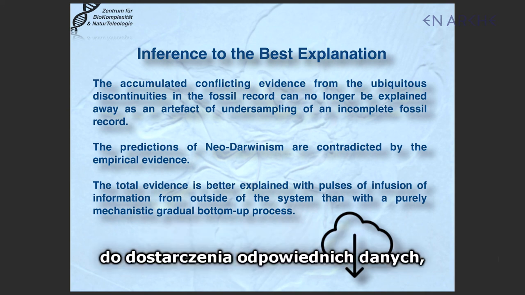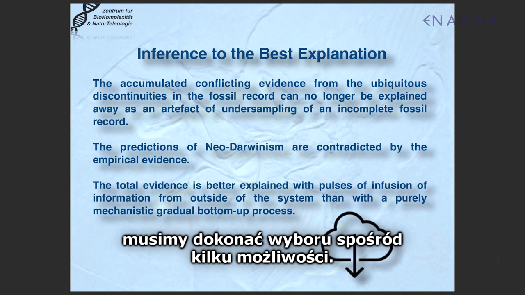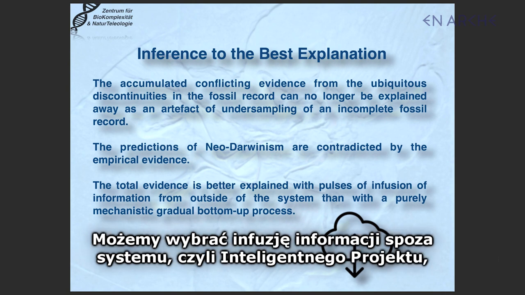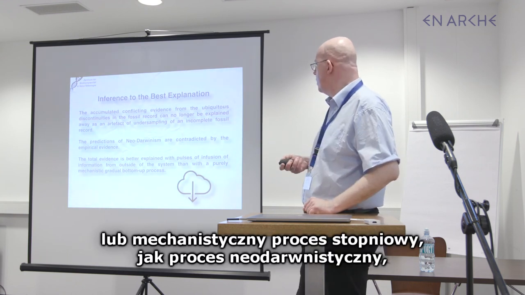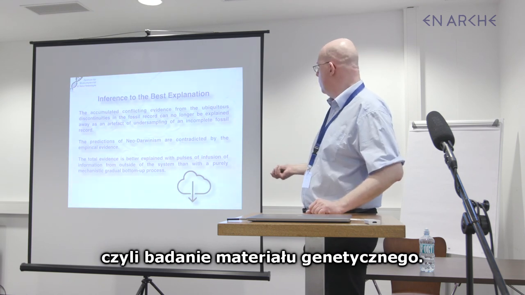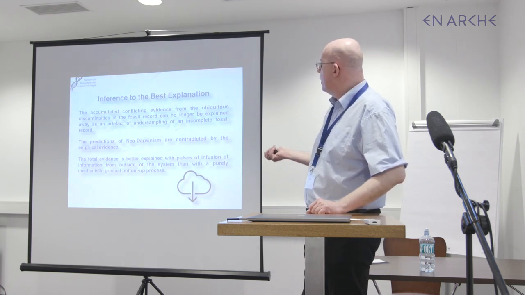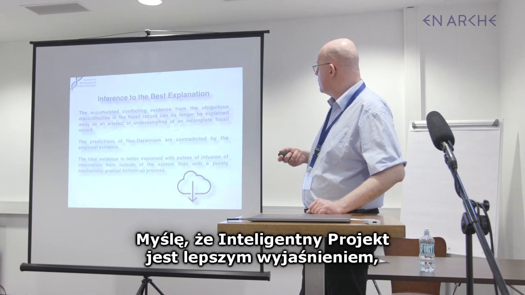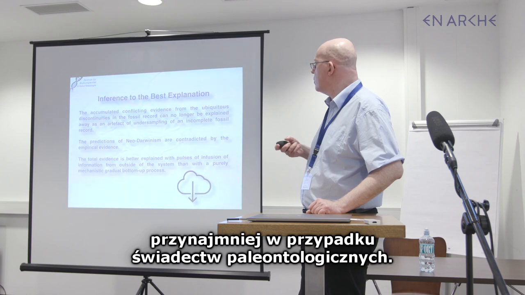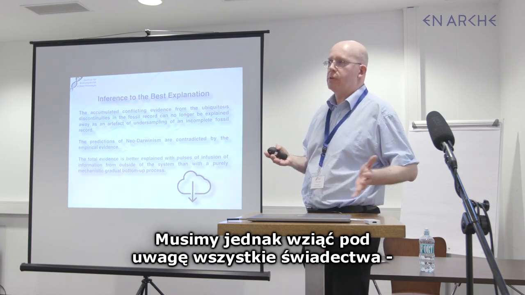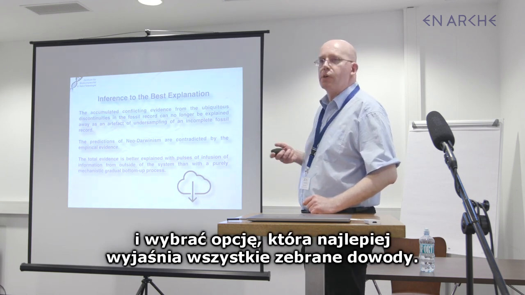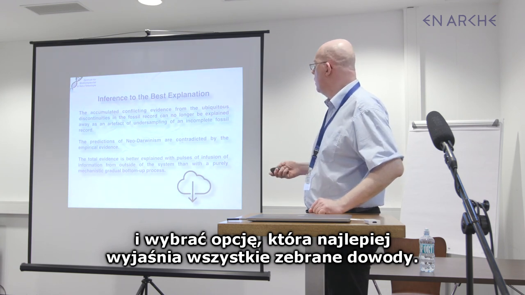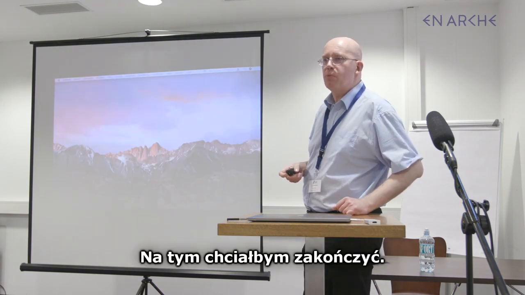realized, to make them happen, then if you choose between the two possibilities, either infusion of information from outside of the system in terms of intelligent design, or a mechanistic bottom-up process like the neo-Darwinian process, an unguided search through the genetic search space, then intelligent design, I think, qualifies as the better explanation of at least the paleontological evidence. And then, of course, we'd have to look at all the evidence, genetic evidence, biogeographic evidence, and so on, and decide which hypothesis is the best explanation for all the evidence. So I want to finish with this.